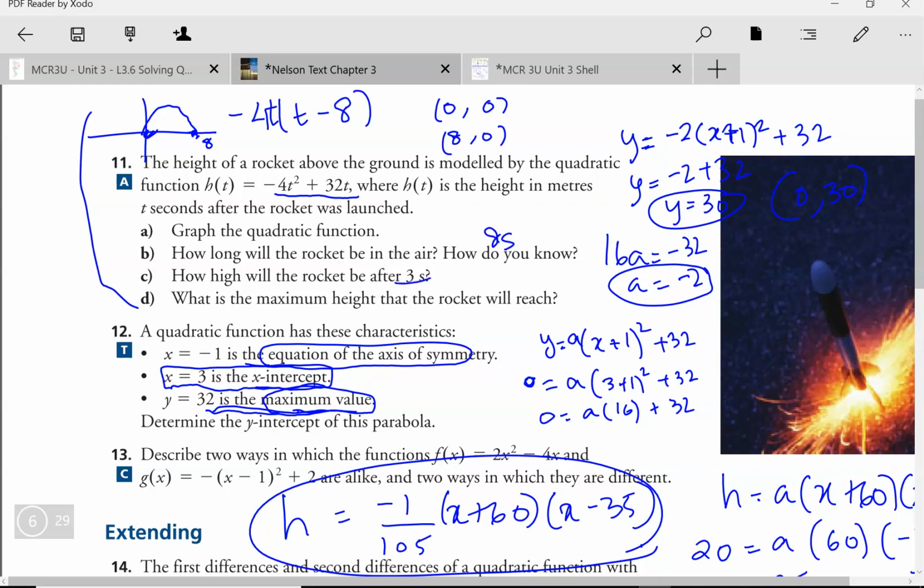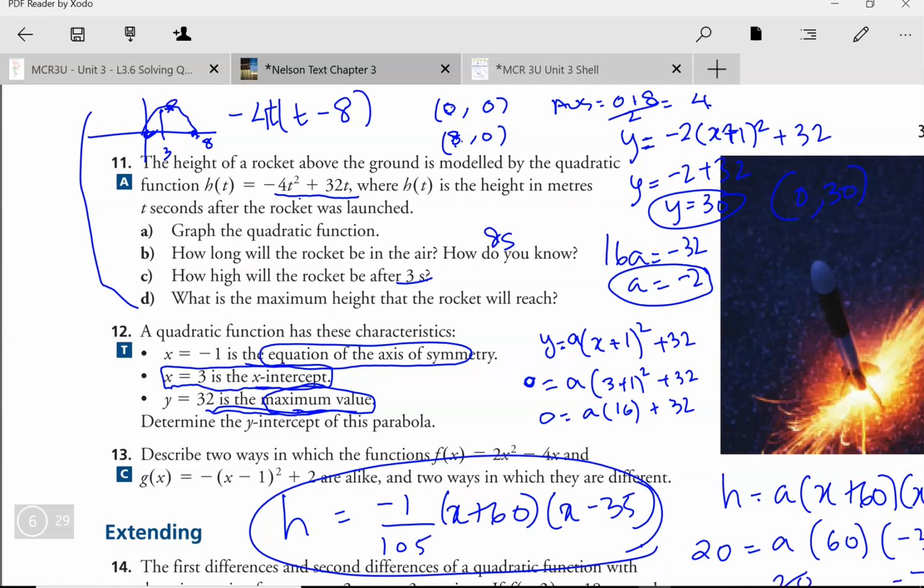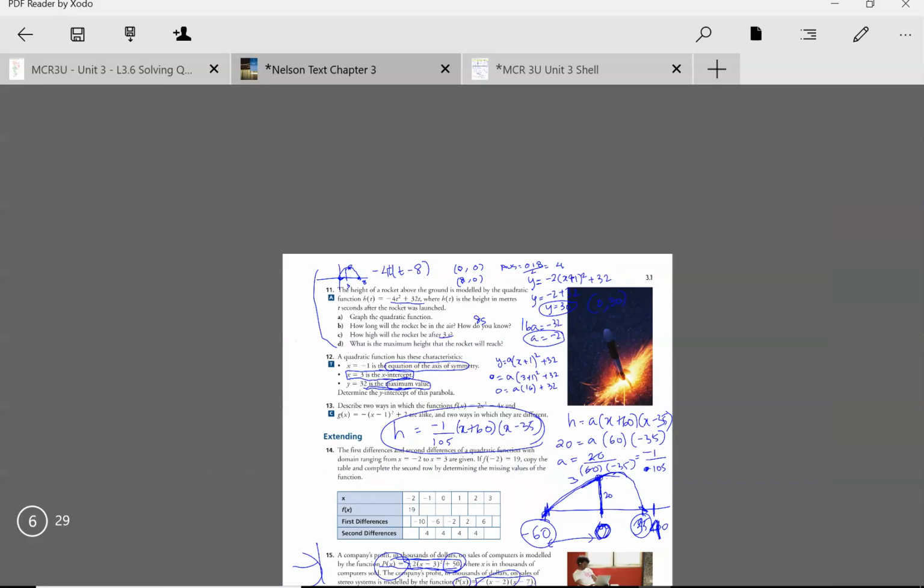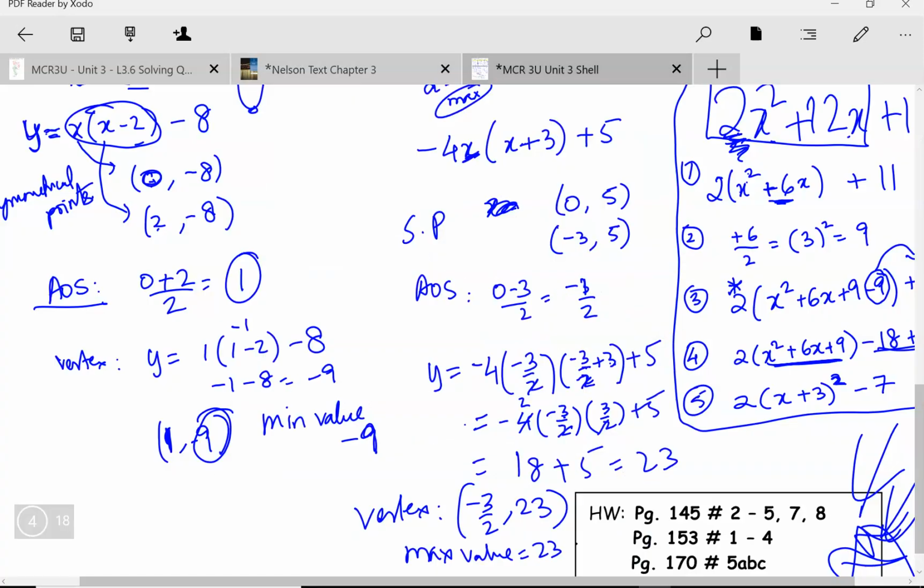How high will the rocket be after 3 seconds? You sub in x equals 3 into your function. What is the maximum height? To find the y component of the vertex, again, I find my axis of symmetry, which is the average of the x parts of my symmetrical points, and then I put that back into my function to solve for my maximum value. And voila, I have my maximum height. So there we go. That was part of the homework.